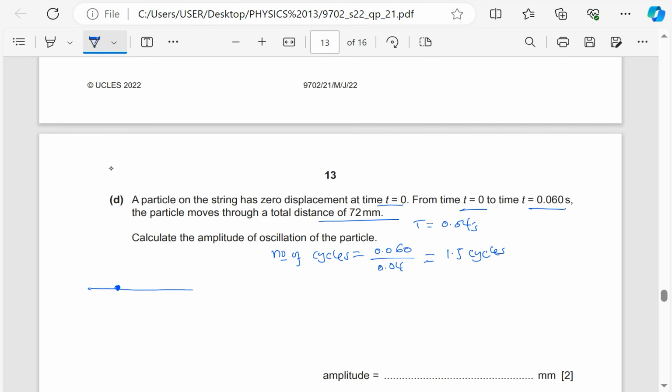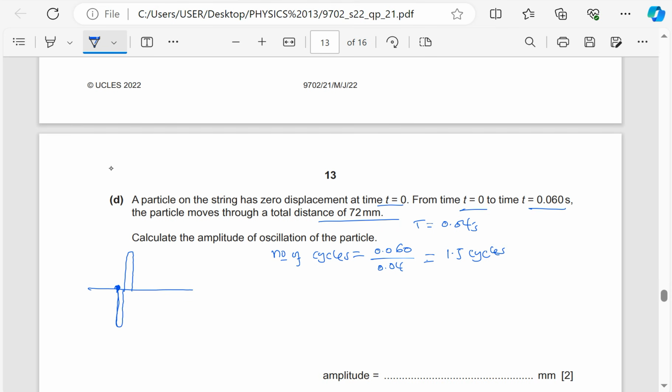So let me try to sketch 1.5 cycles. Let's say it starts by moving vertically downwards. So it goes downwards, that is a quarter cycle. It comes back, that is half a cycle. It goes upwards, another quarter cycle. It goes downwards, that is now one cycle.